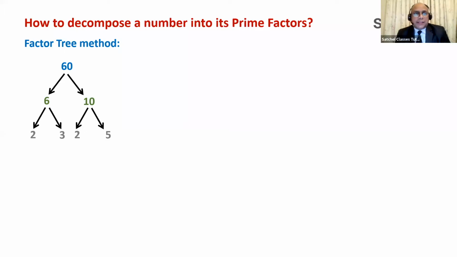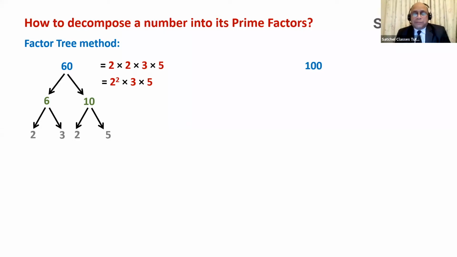Now we can write 60 as 2 times 3 times 2 times 5. However, as a convention, we always write the prime factors in ascending order, which means from smallest to biggest. So the way I will write this is 2 times 2 times 3 times 5, because 2s are smaller than 3 and 5. So we'll write the 2s initially and then follow it up with 3 and 5. Or in the index form, we can write it as 2 squared times 3 times 5.